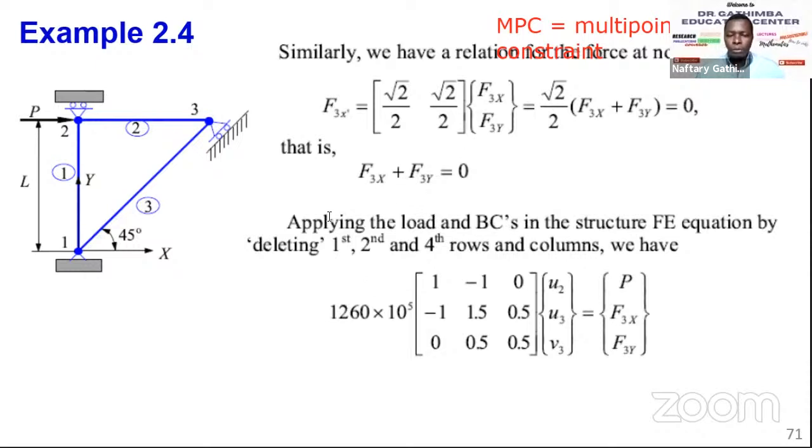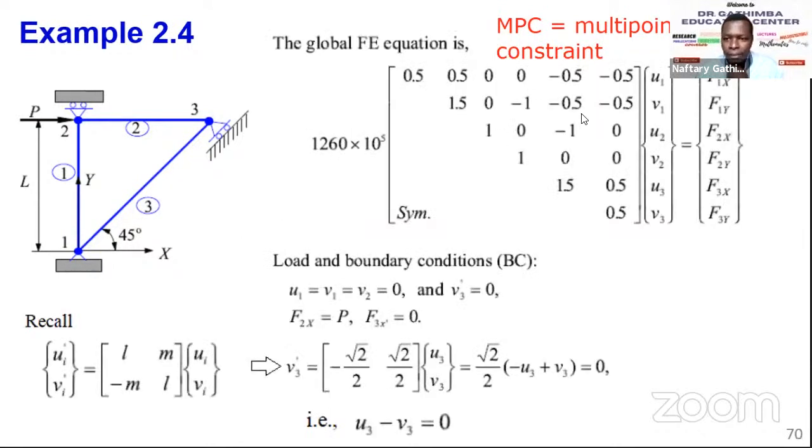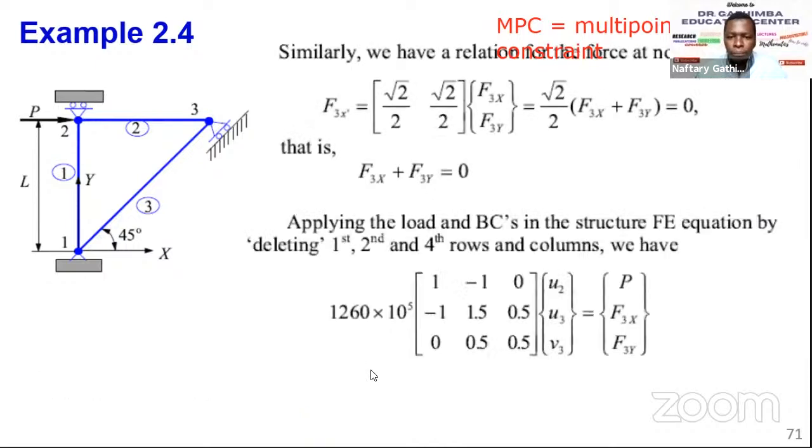So you just need to substitute the values of load and boundary condition in your equation, and that will end up deleting the first, second, and fourth rows. Why are we deleting the first, second, and fourth rows? We are deleting U1, V1, and V2 because we already know U1, V1, and V2 are equal to 0. So you can delete those rows and the associated columns, and you'll be left with a simplified equation like this. You see, this is a simultaneous algebraic equation with 3 unknowns. It has simplified to a reasonable level where you can handle it.